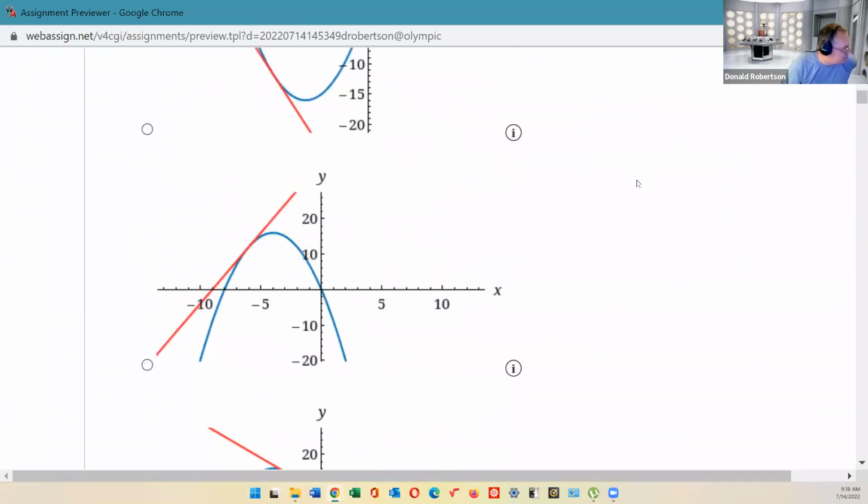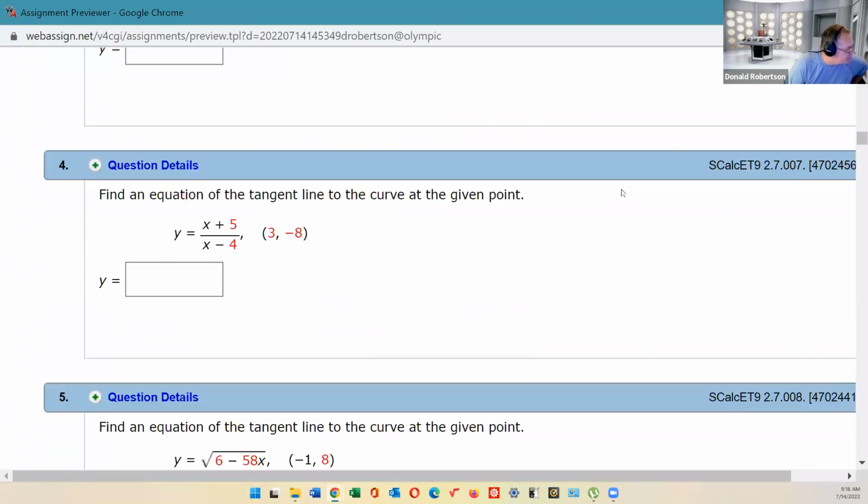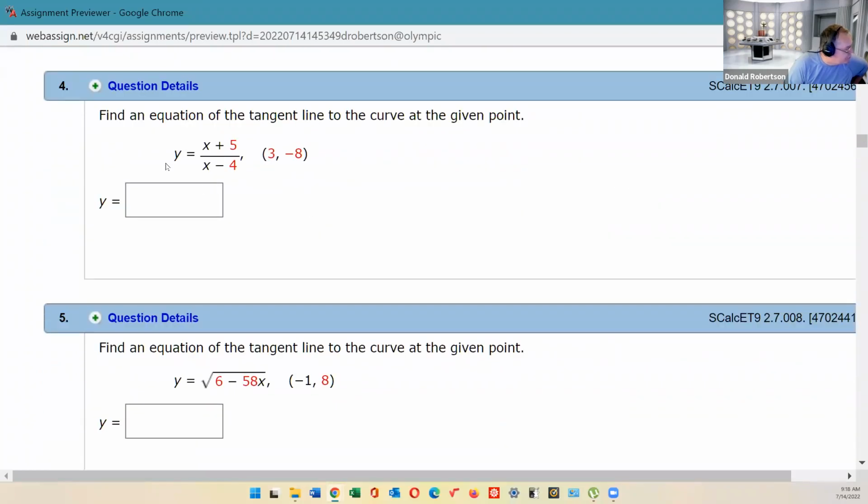I said, look, I want to do this. Where was it, guys? I think it was 4. So perfect. We've got time to do it as well. So the last thing we're going to do today is find the equation of the tangent line to that ugly fraction at that given point.